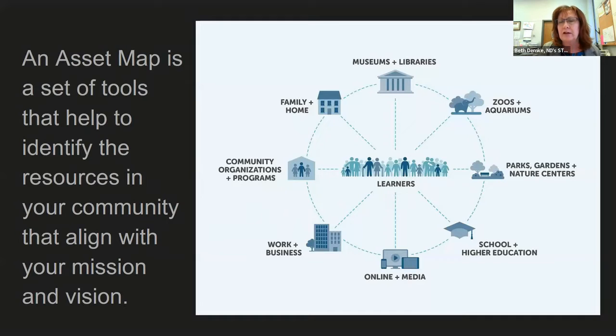So the first thing, the big takeaway from this one that I would like to give you, there's three things. The first is that learners should be at the center of the asset map. So we've got a short definition. Asset map is a set of tools helping to identify your resources in the community, aligning with your mission. So the first thing is that learners are at the center.